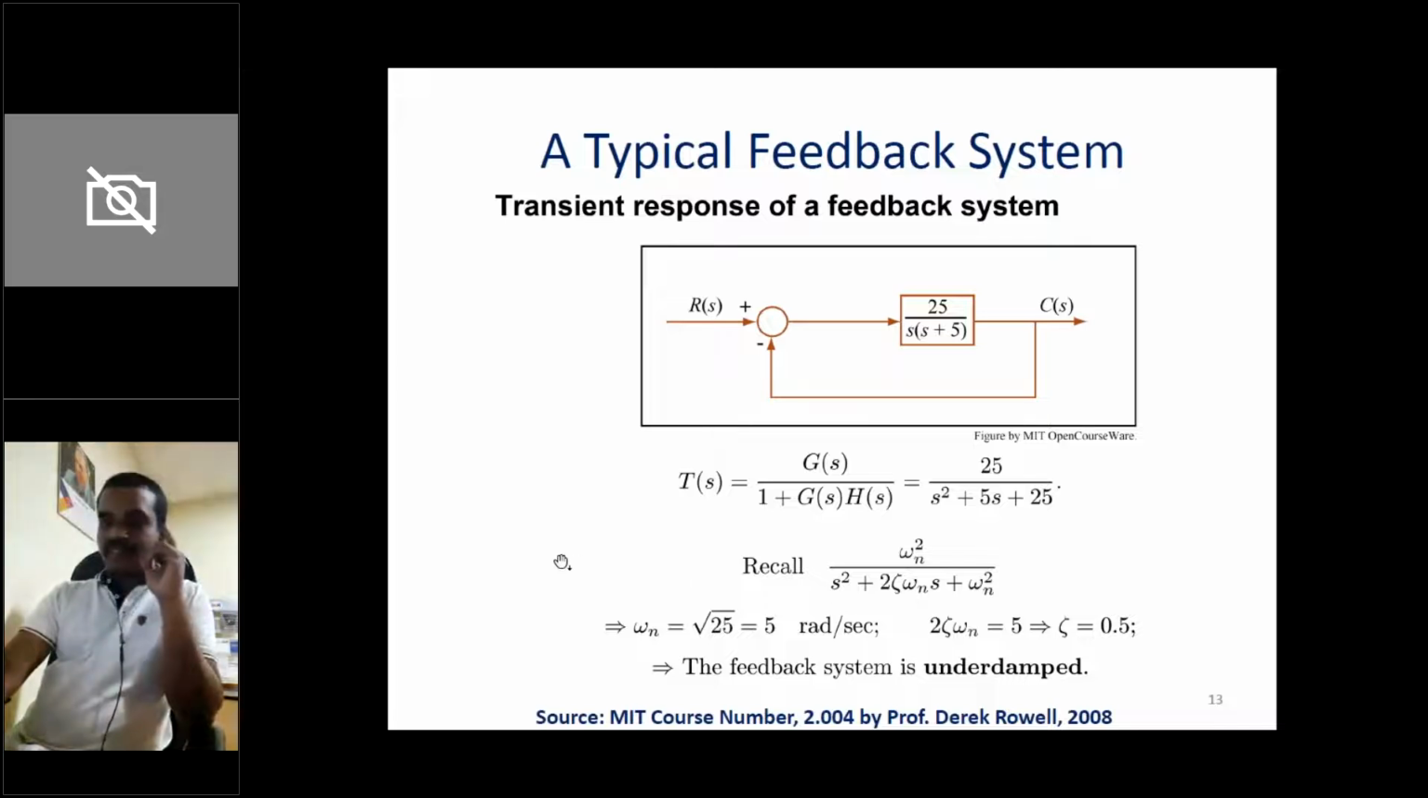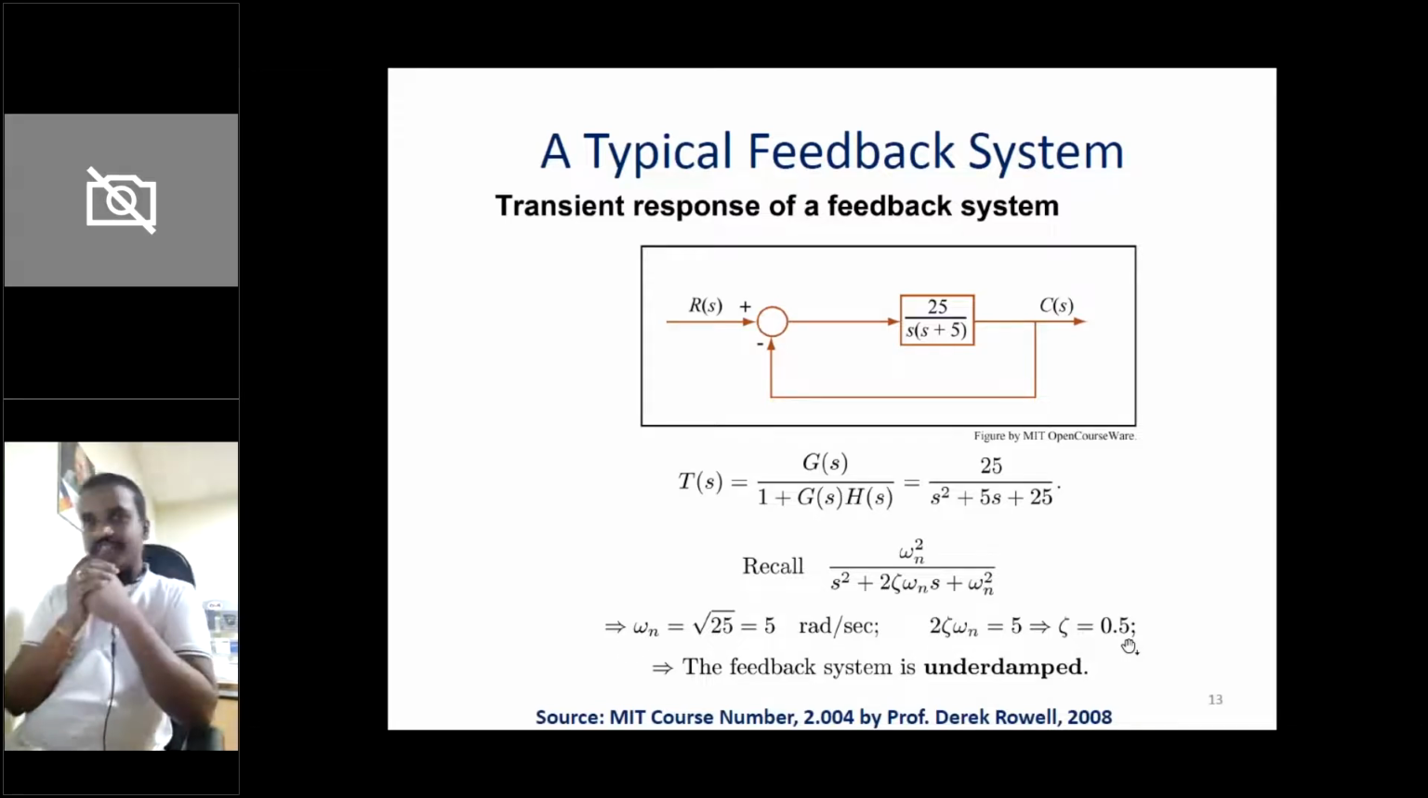What I told there is that the important things for any typical second order system are two parameters only. One is the natural frequency and the second one is the damping ratio. My natural frequency is 5 radian per second. For the damping ratio, the coefficient of S is 2 zeta omega n. Substituting equal to 5, with omega n known to us as 5, hence my zeta equal to 0.5. If zeta lies between 0 and 1, then I call it an underdamped system, and this is an underdamped system.